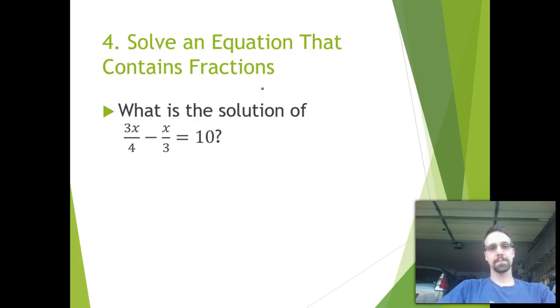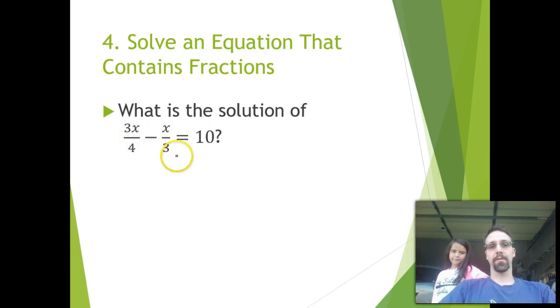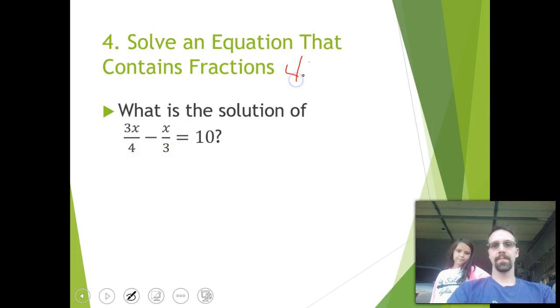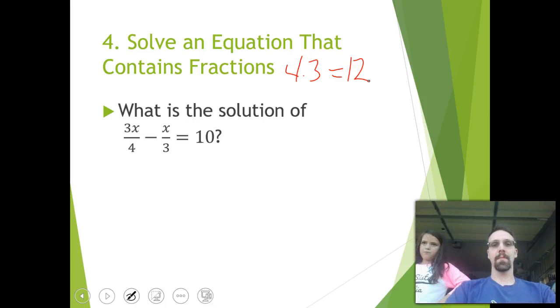That stinks. So this problem here, I need to get rid of my fractions. Right now I've got a fraction with this divided by 4 and a fraction with this divided by 3. So I need to multiply by a number that, first, I need to multiply 4 and 3. 4 and 3 gives me 12. So now I need to multiply each of these by 4 and 3. Notice how I'm actually doing it by 4 and 3.